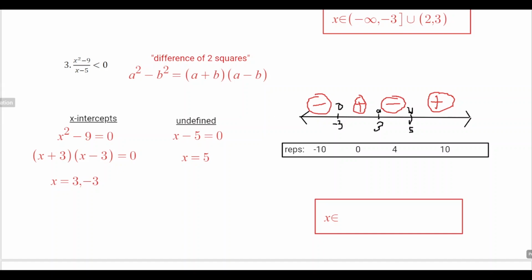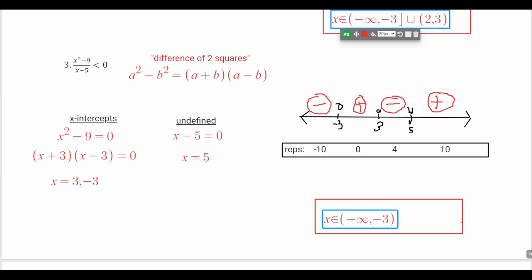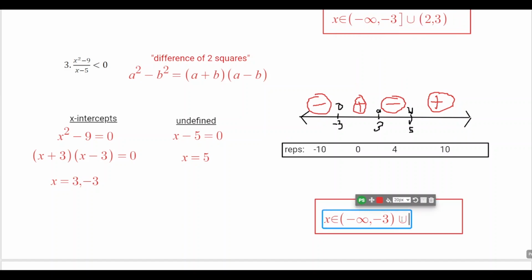Okay, so let's go ahead and write our solution set here. We're looking for the intervals where it's negative. So it's going to be negative infinity to negative 3, and in this case, we are not going to include 3. And then I'll have this little union symbol, and then from 3 to 5. All right, and that's the solution to number 3.